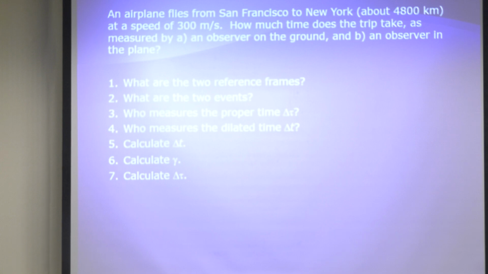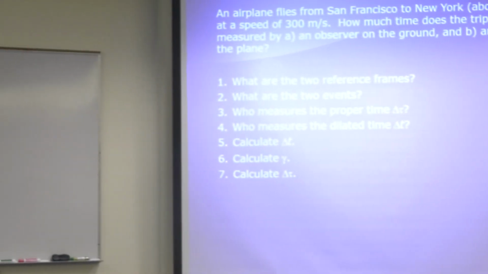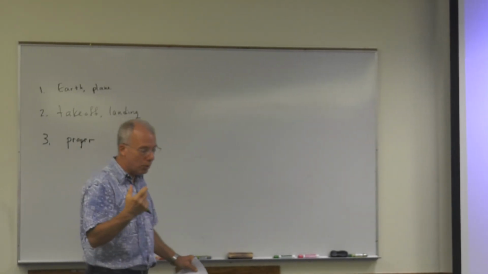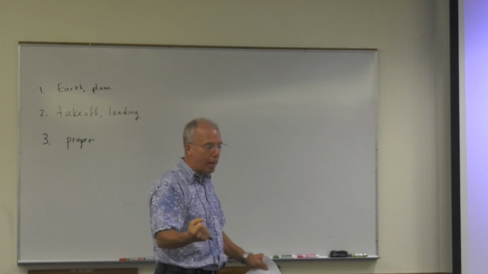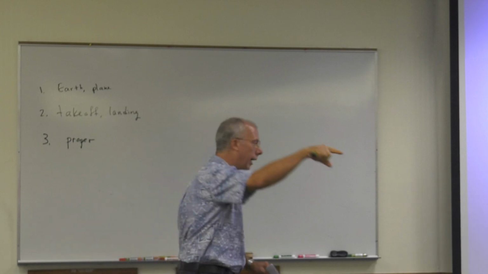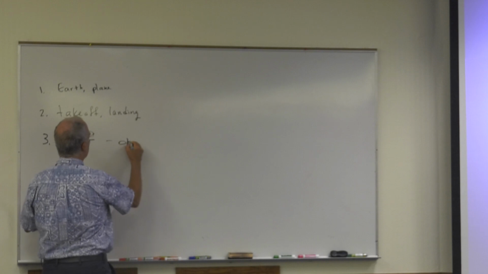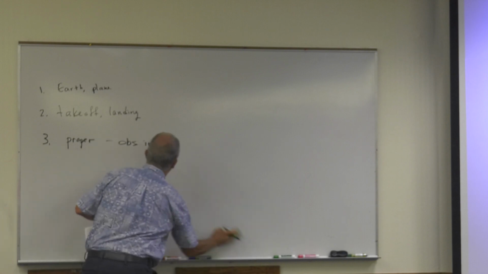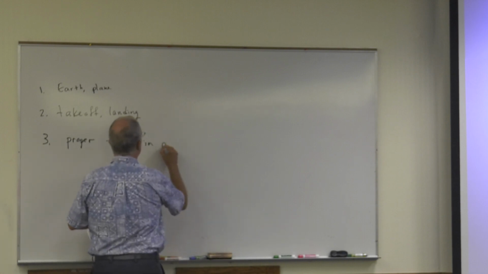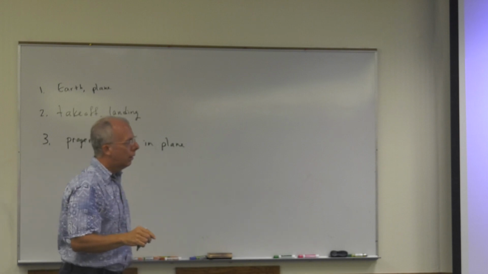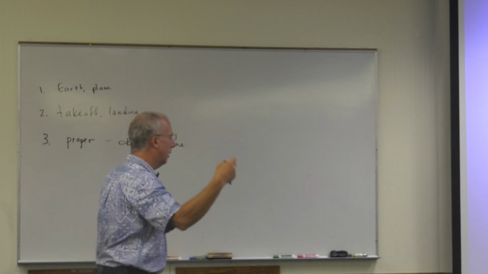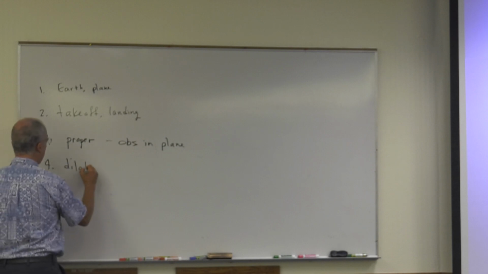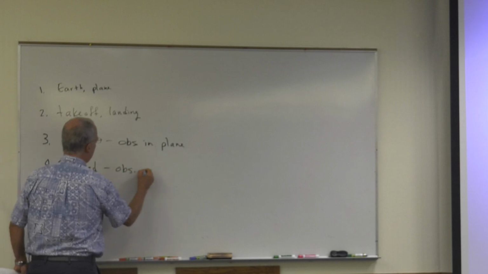So if you're going to be technical, the proper time is measured by an observer in the airplane, because the observer in the airplane is at the same location relative to the airplane at the takeoff and at the landing. So proper time: an observer in the plane. Now, who sees the events at different locations? The person on the Earth. So dilated time: observer on Earth.